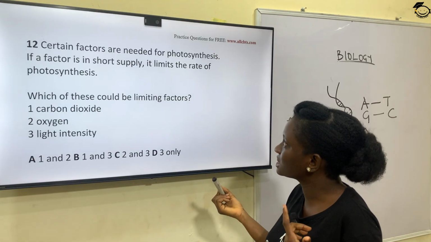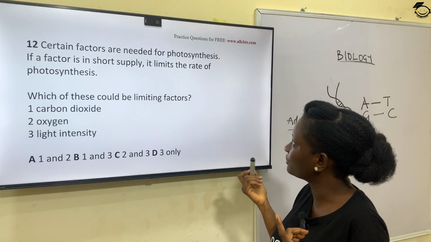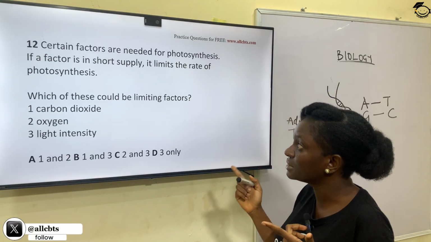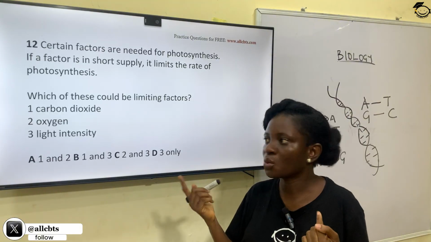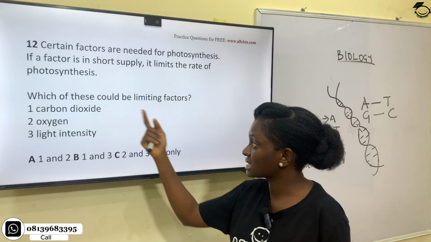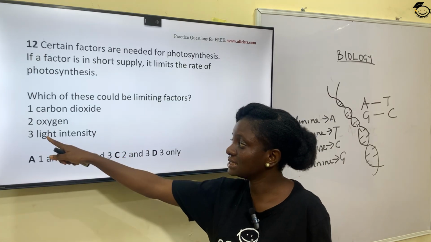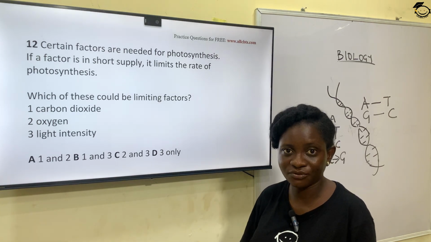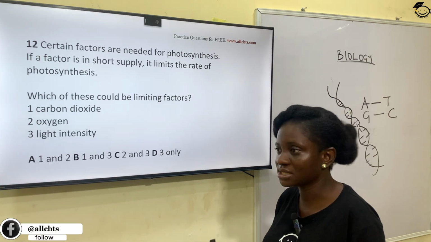So what factors are needed for photosynthesis? If a factor is in short supply, it limits the rate of photosynthesis. So what are the things that can limit the rate of photosynthesis? That is carbon dioxide and light intensity, which happen to be the materials involved in the photosynthesis reaction.